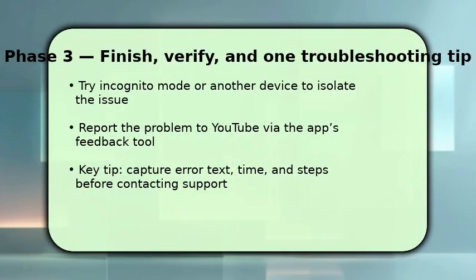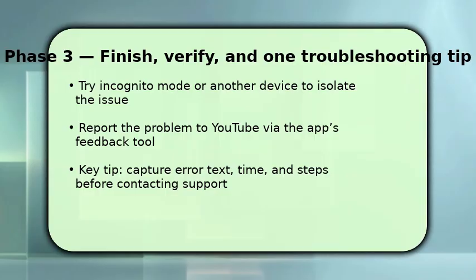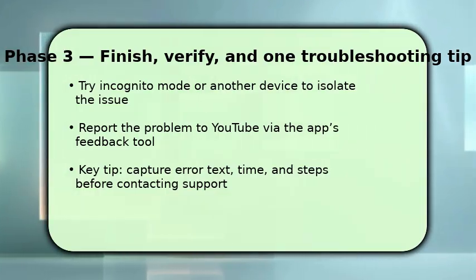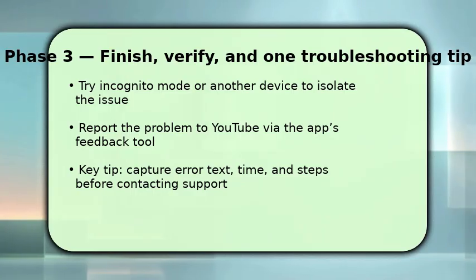Finally, you complete diagnosis by isolating the problem. Open the video in an incognito window or on another device to see if it's local. If the video remains unavailable, report it to YouTube using the app's feedback tool and include the error message and time. Make sure to capture a screenshot and the steps you took. This helps support reproduce the issue.